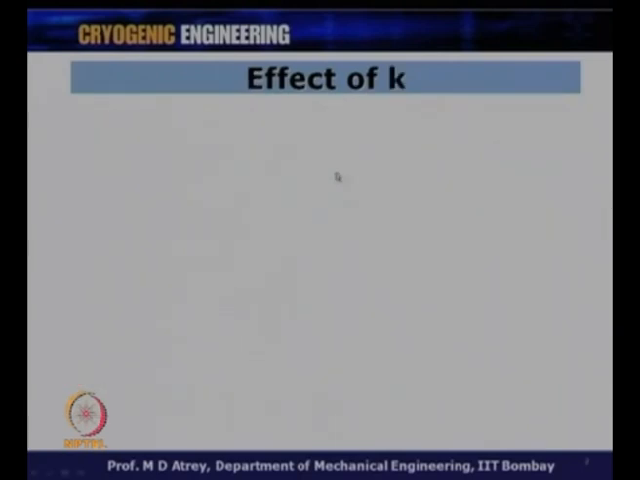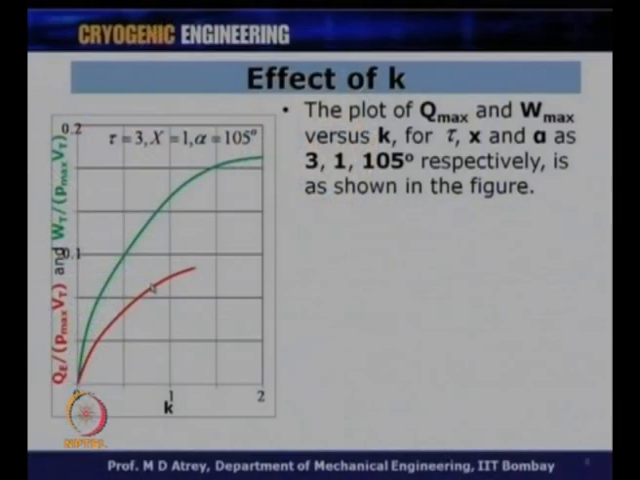The next effect is the effect of K, which is the ratio of the swept volumes, that is Vc by Ve. Again, this curve is plotted for both the parameters Qmax and Wmax, and here we have kept tau equal to 3, that means both the temperatures Tc and Te are fixed. The dead volume ratio x is taken as 1, while alpha is still taken as 105 degrees, which is the phase angle between the expansion and compression volume variations. On the x axis, what has been plotted is the K value. The plot of Qmax and Wmax versus K for tau, x, alpha as 3, 1 and 105 degrees respectively is as shown in this figure.